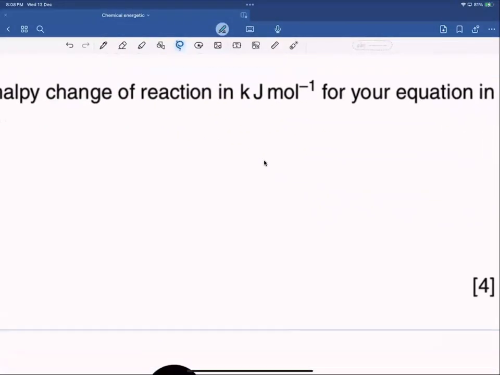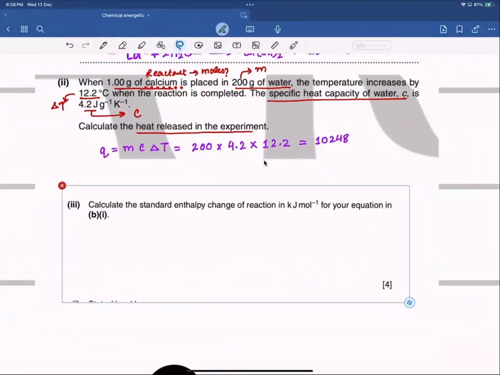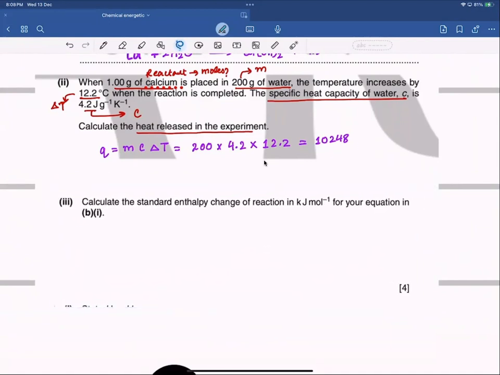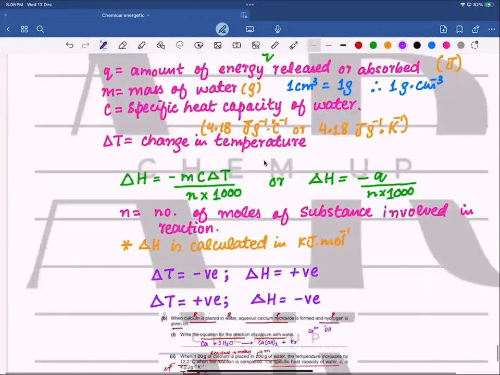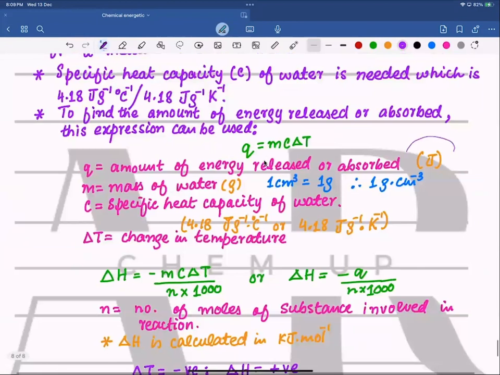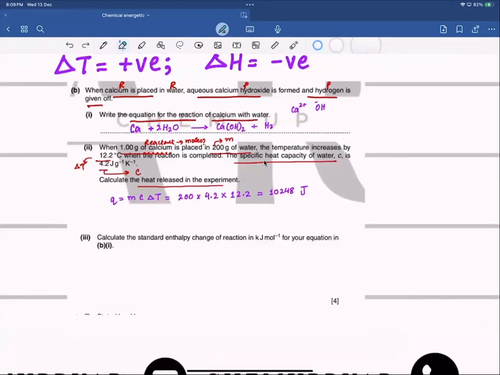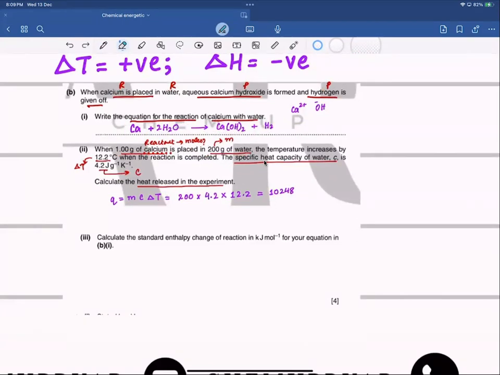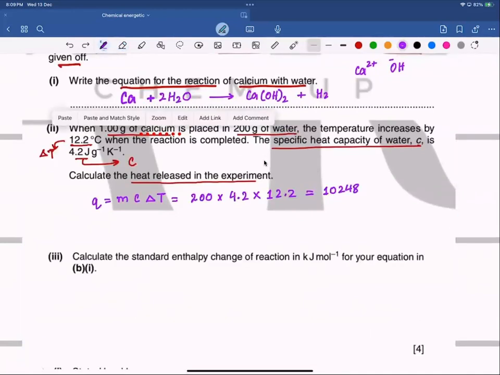Sir, joules per. Yes, what will be its unit, Hamza? Sir, kilojoule per mole. Why? It's Q. Its unit will be joules only. I have told you that it is joules. Okay. Its unit is joules.